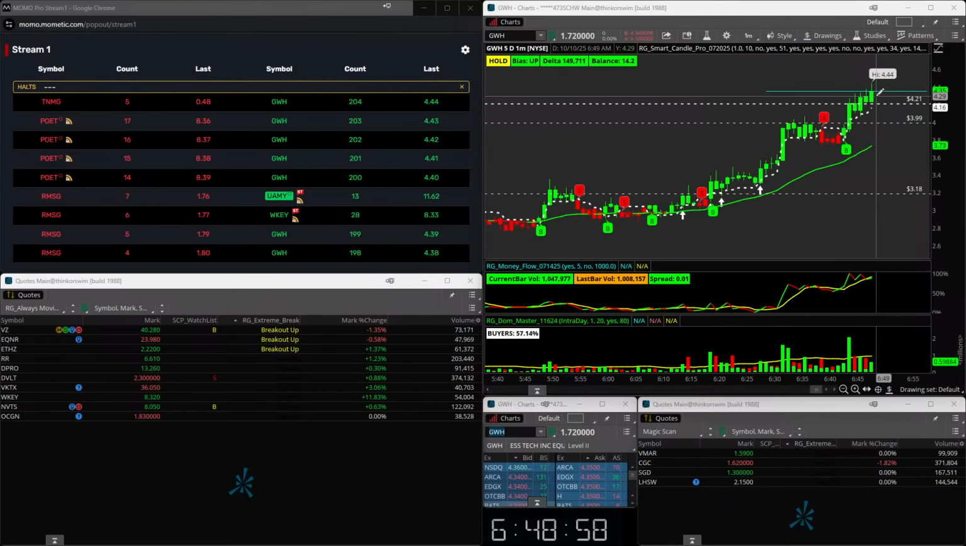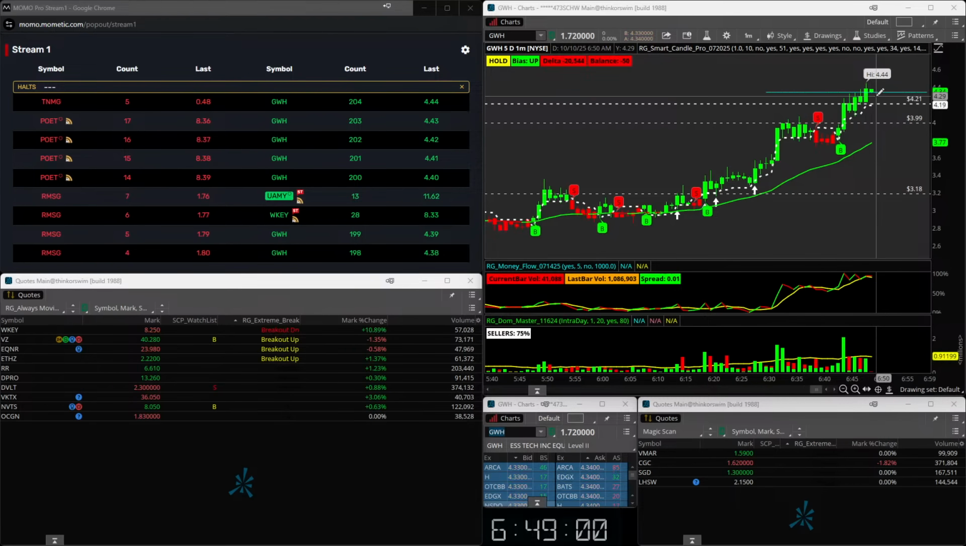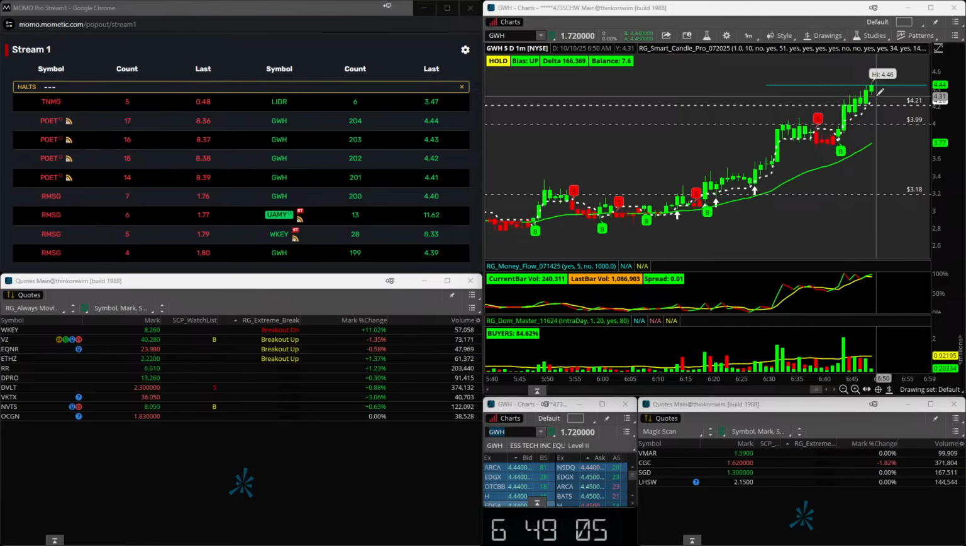GWH. I have a feeling it's going to bust out to the upside, and I don't know why I have that feeling, but don't trust it. It's probably correct, but don't trust it. It's because I'm not in it is why it will break out.